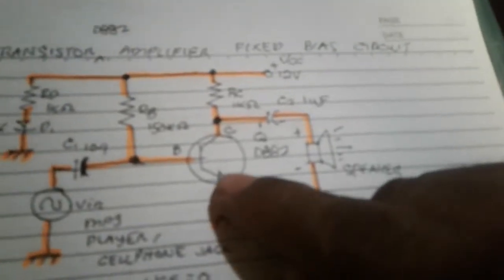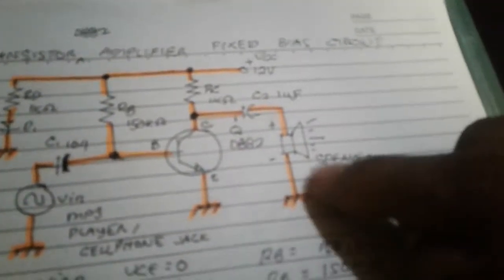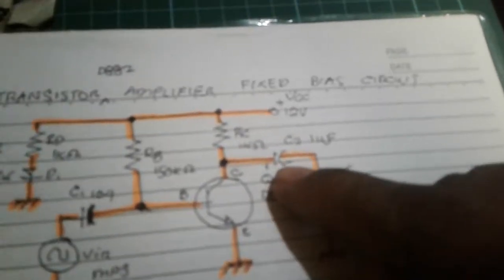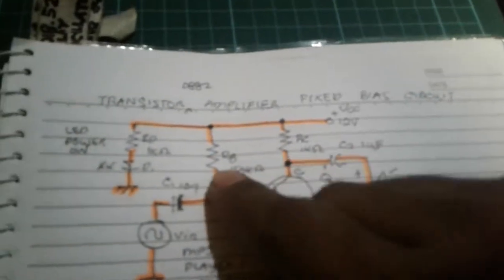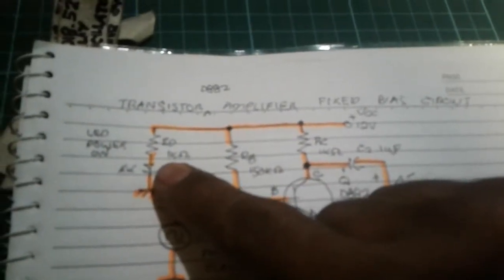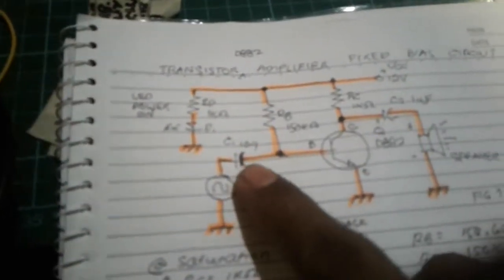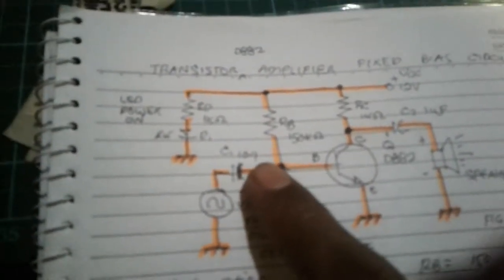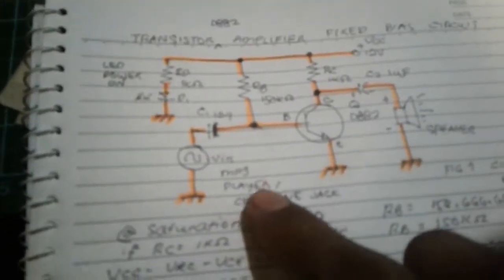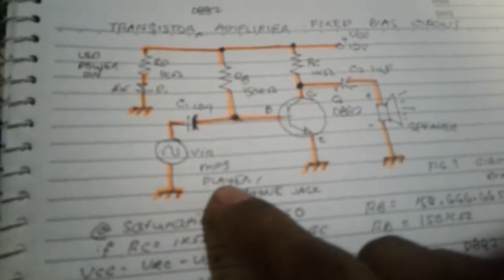We have here the transistor D882, speaker, capacitor 1 microfarad, a load resistor, base resistor, power on LED, that is the green LED. We have the capacitor 100 nanofarad or 104, and the voltage in here is provided by this cell phone jack or cell phone, or any MP3 player will do.